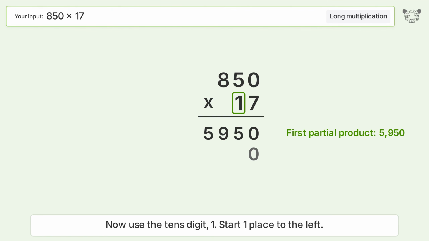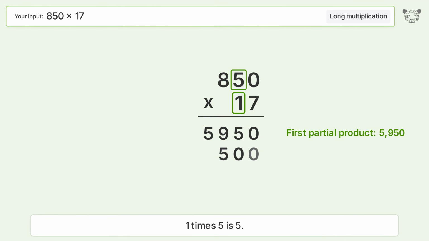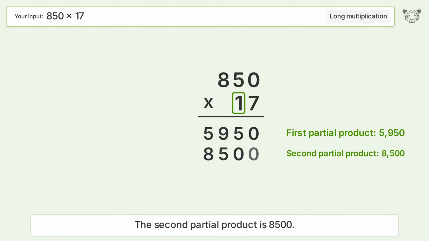Now use the tens digit, 1. Start one place to the left. 1 times 0 is 0. 1 times 5 is 5. 1 times 8 is 8. The second partial product is 8,500.